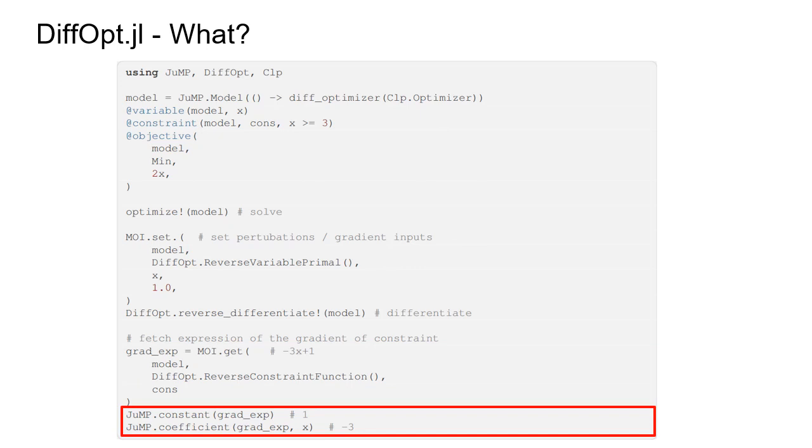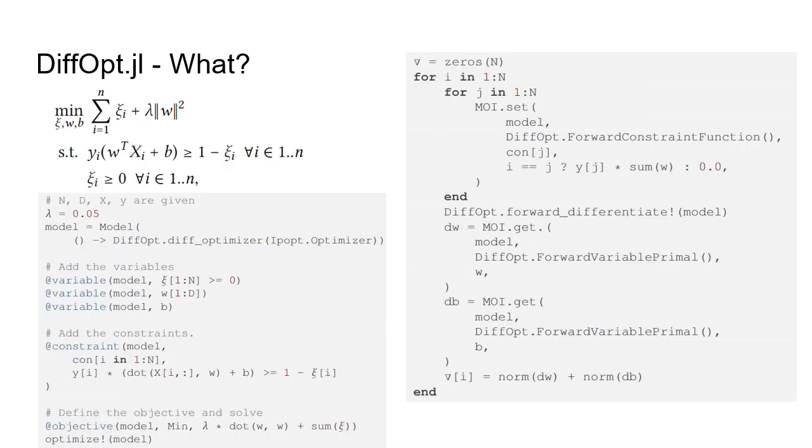If you want just pieces of the derivatives, you can query either just the constant of the function, or you can grab the coefficient of the function for your own purposes. We can actually do much more than that. So we can pick a problem like this support vector machine problem here. And well, this is a formulation for this.